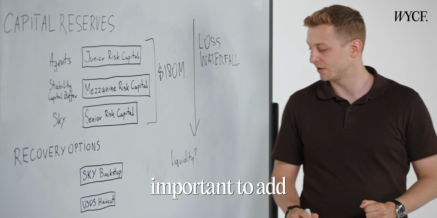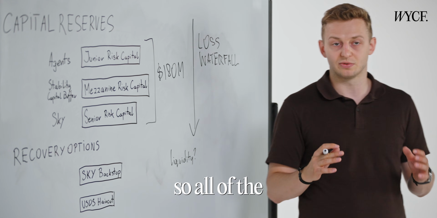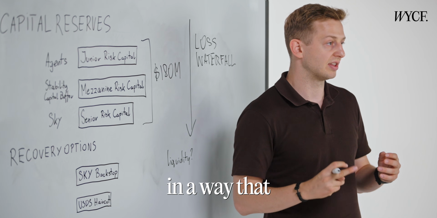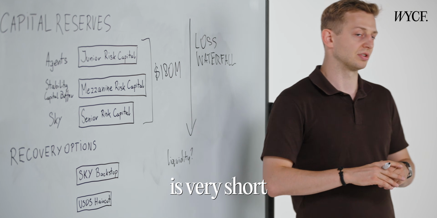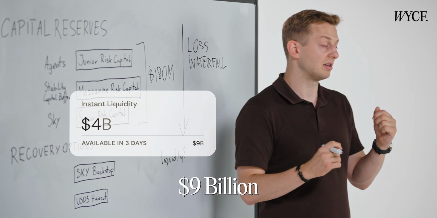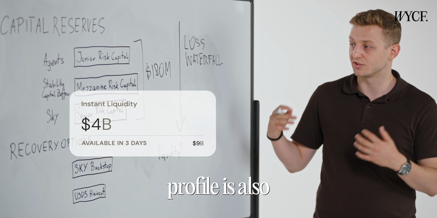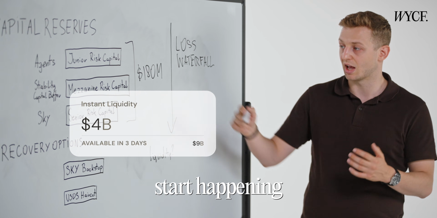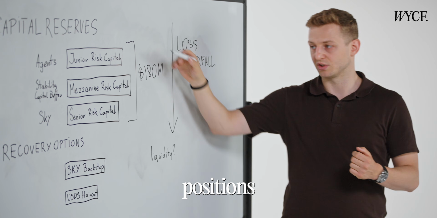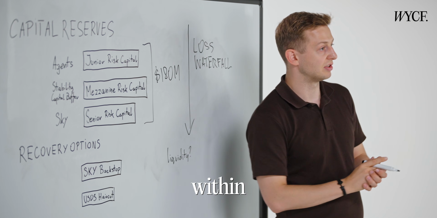What's important to add, and I want to put on the table, is liquidity. The whole collateral composition is designed in a way that time to liquidity is very short. There's more than 4 billion in instant liquidity, and 9 billion could be liquidated in up to 3 days. So the liquidity profile is also really great. If anything were to start happening, there is enough time to withdraw positions before we go down within this structure.